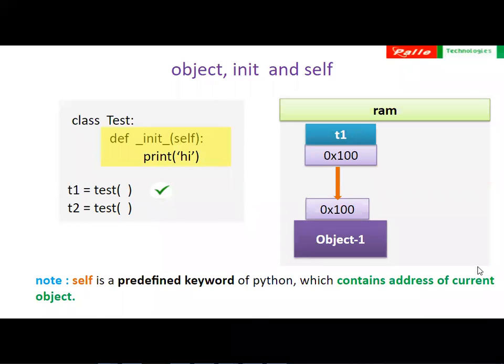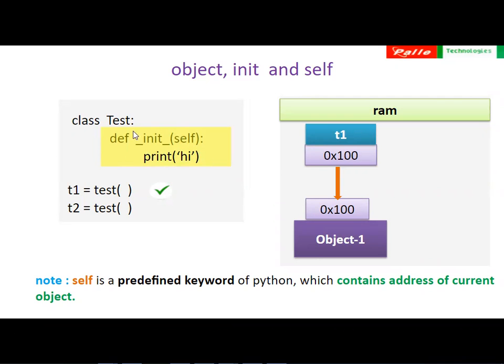So what will self store? Self will store the current object address. Whichever object is created, that address will be stored by the self keyword. Okay, now let us check. Now we have created the object, correct? Now it will call this init method, correct?